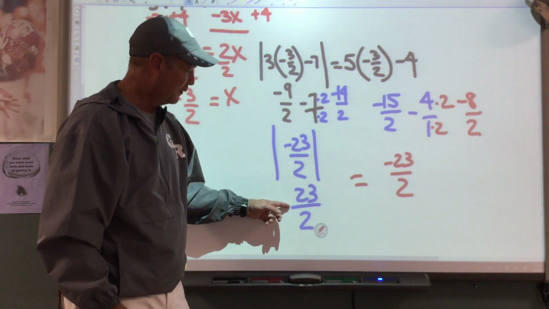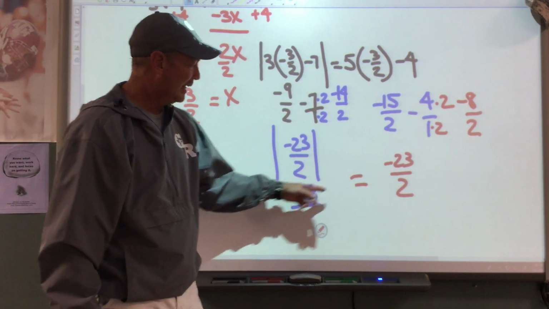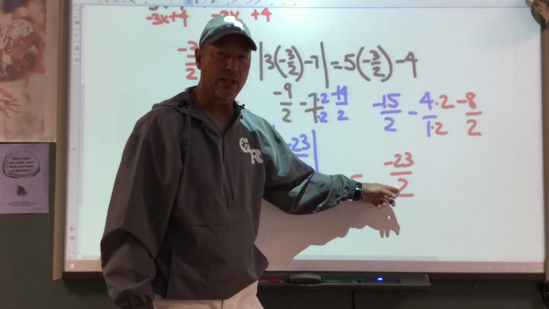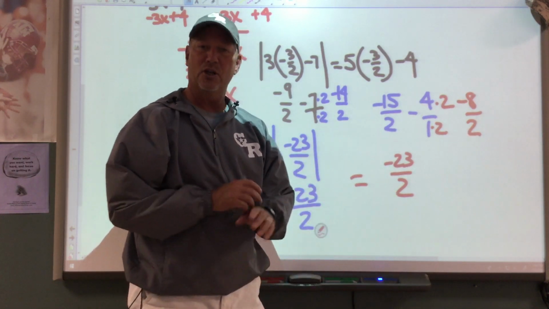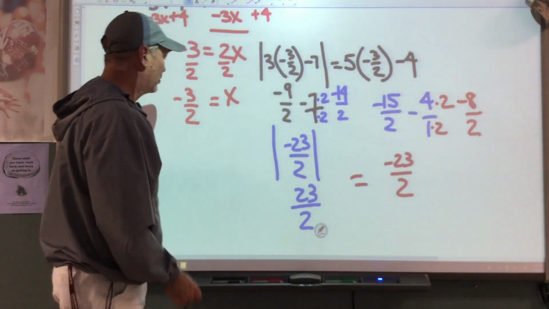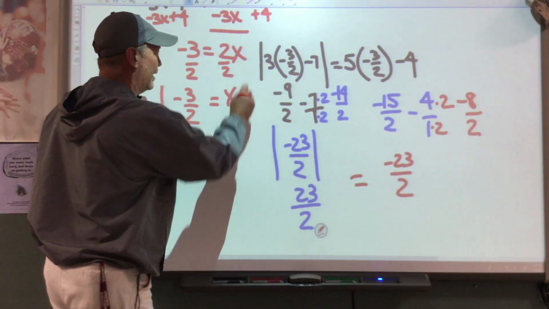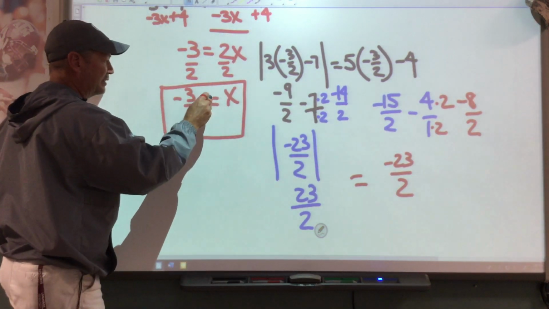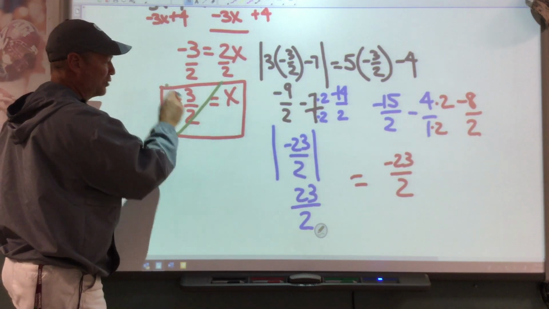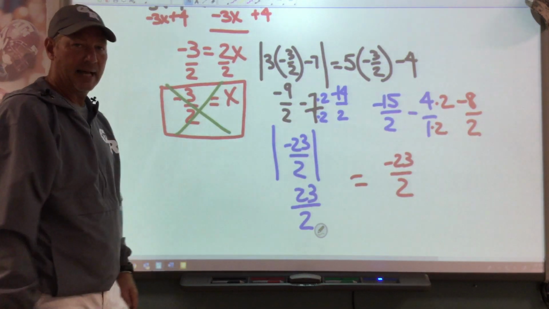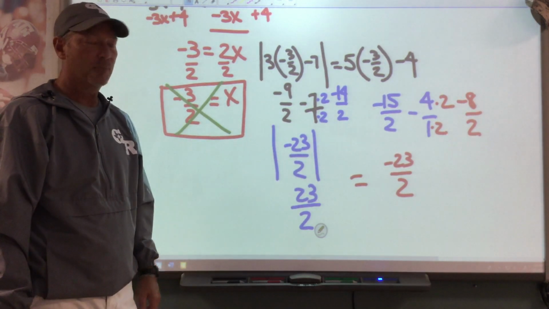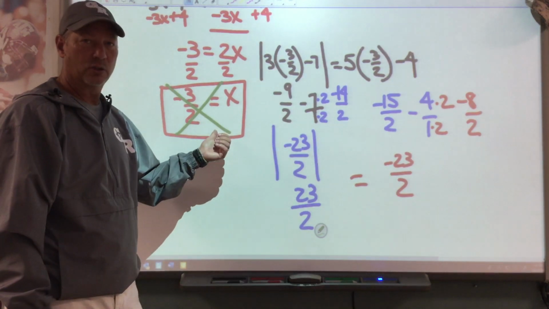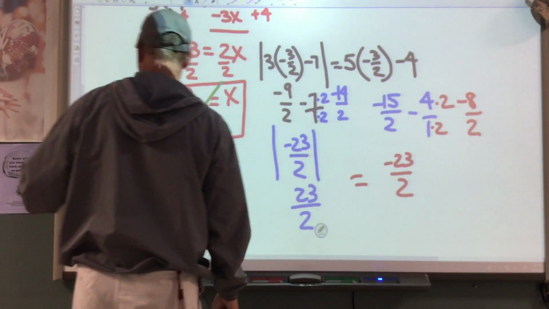Can a positive 23 over 2 equal a negative 23 over 2? No. So my answer, this guy right here, did not work. He does not check. I would have to cancel that guy right there. That's a bad answer, okay? Or what we call an extraneous solution. All right, let's go back up here and work this again.